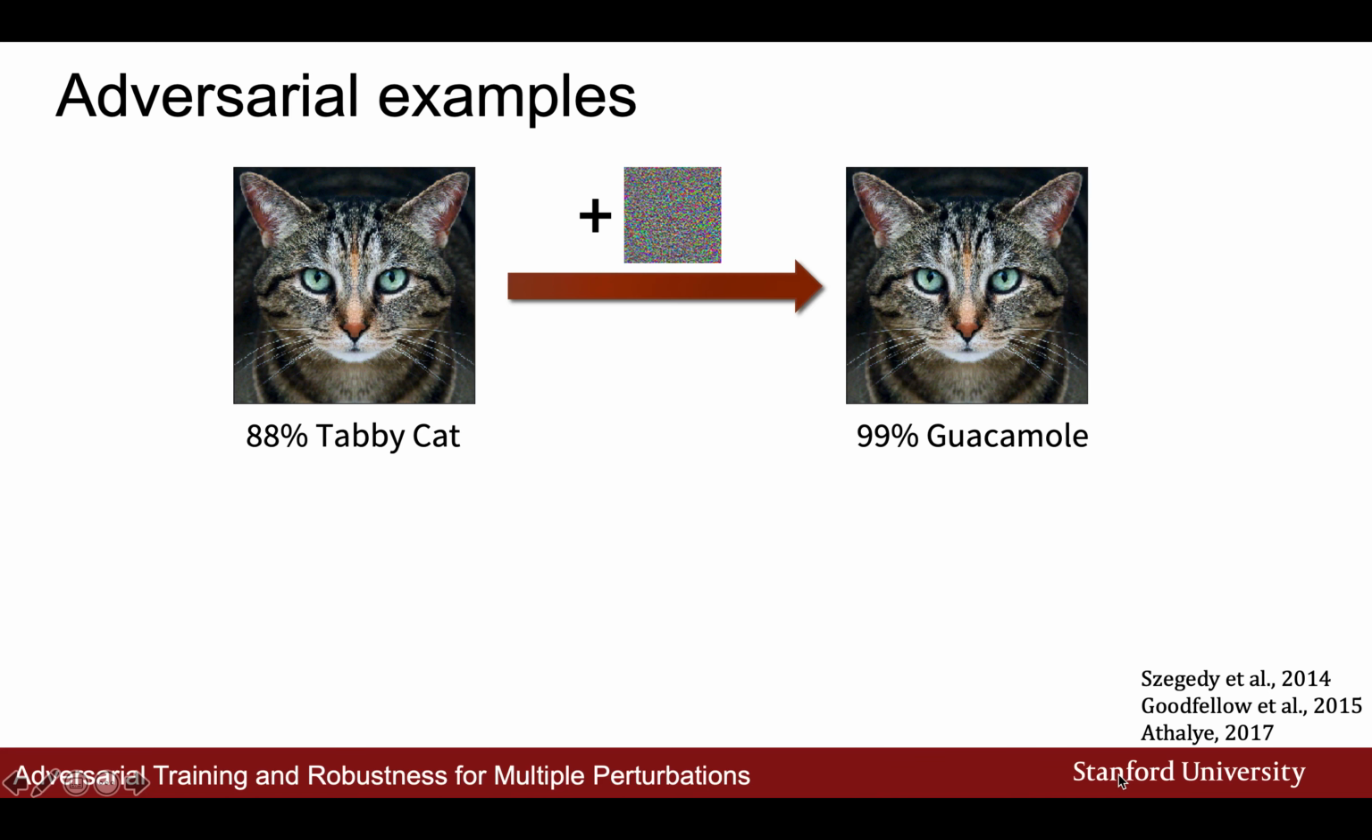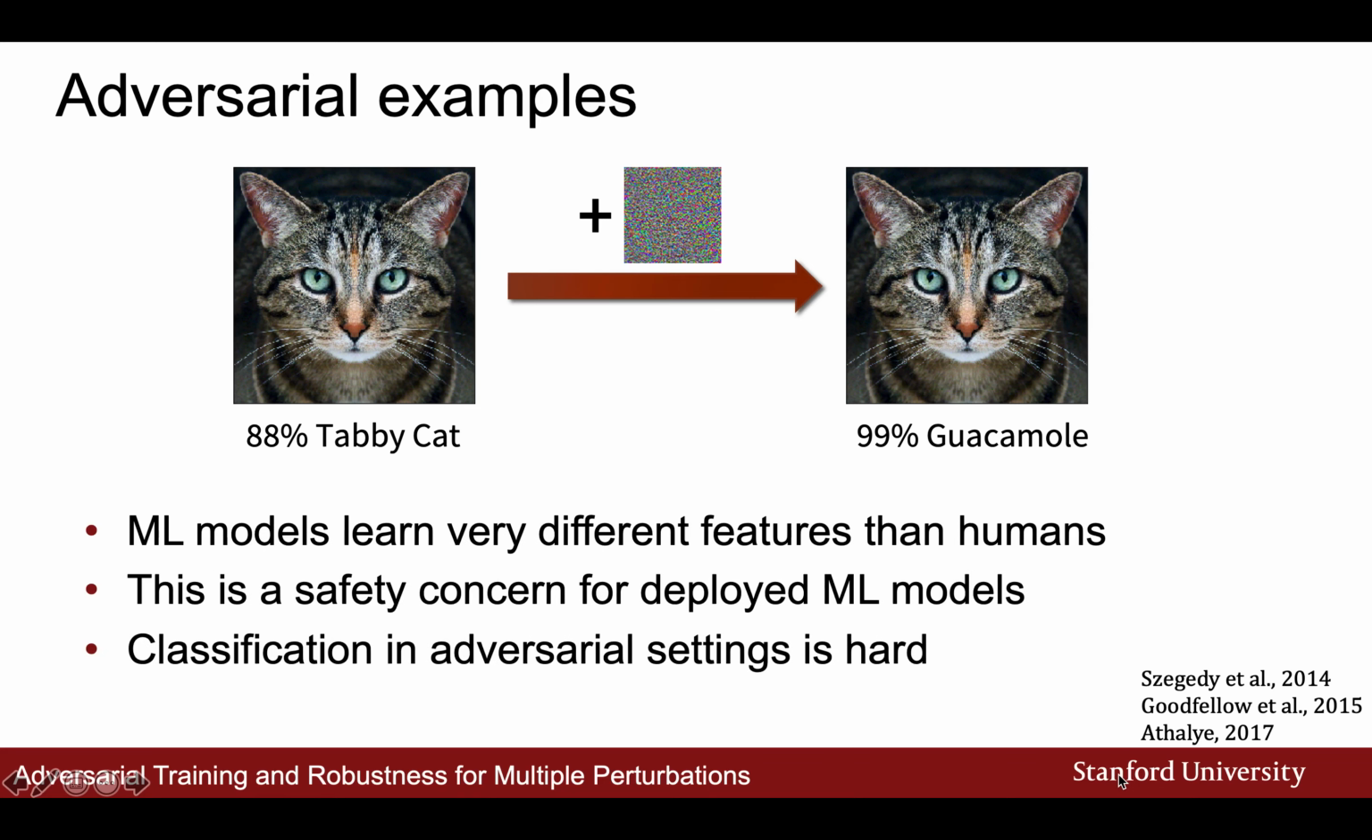So what are adversarial examples? They are minimally perturbed inputs that reliably cause classifiers to make mistakes. These failures show that machine learning models learn very different features than our own visual system and are a concern for safety or security critical deployments.